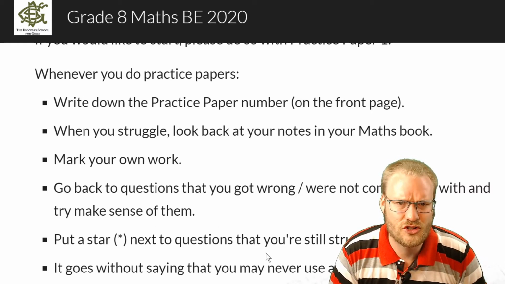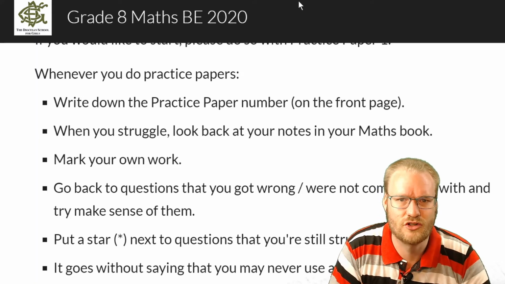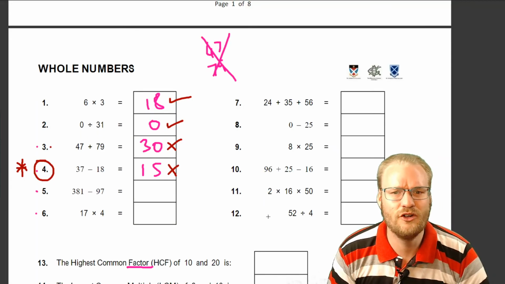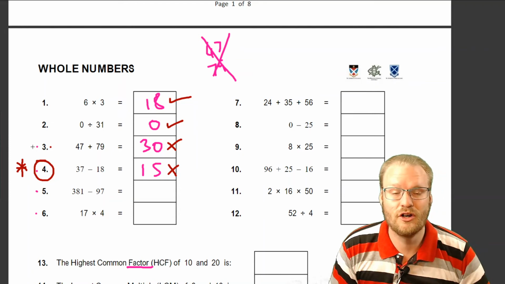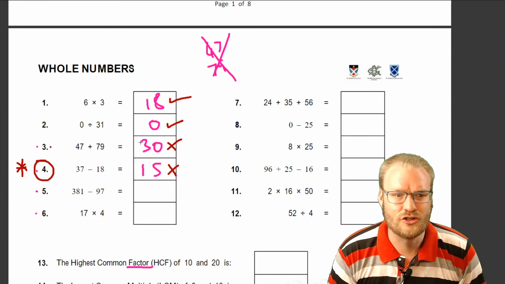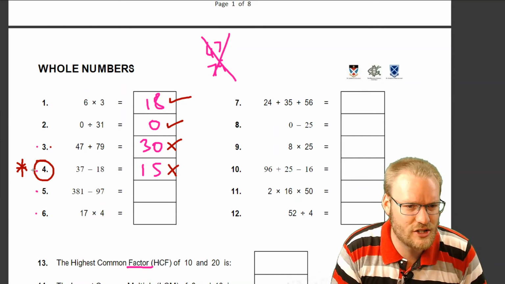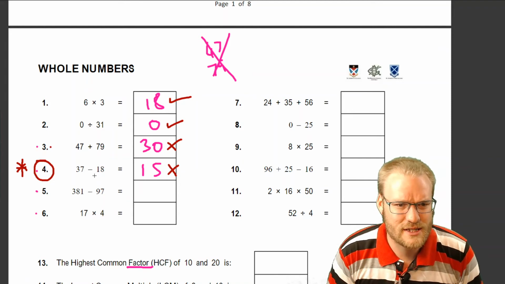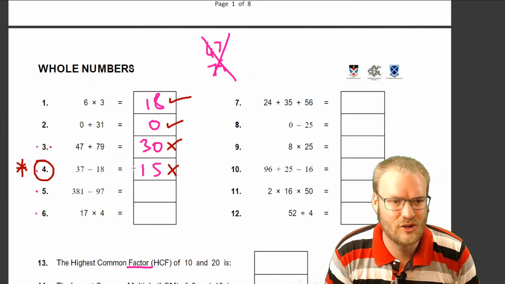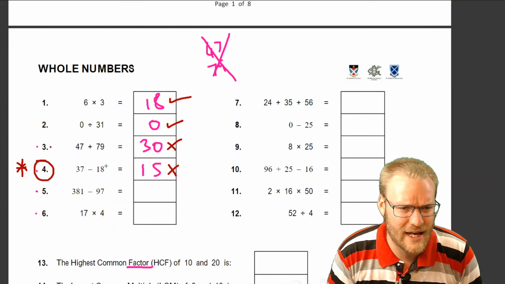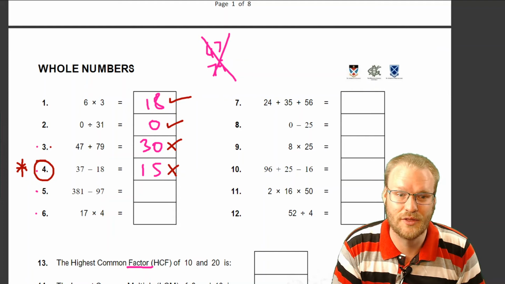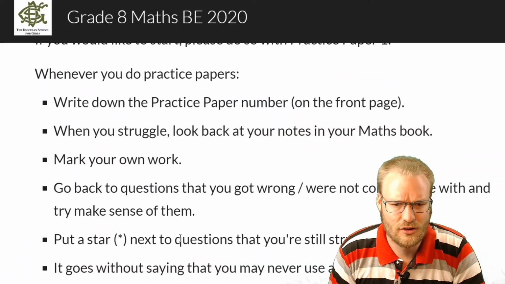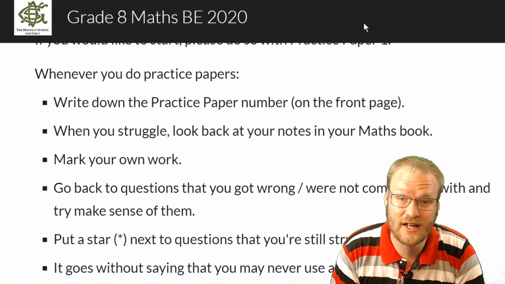Put a star or circle or something on the questions you're still struggling with, so that when you hand in your work, the ones that I see ticks on and the ones that I don't see any marks on, I'm not going to look and be too worried that you're struggling with them. But this one's going to jump out and I'm going to go, sure, I wonder what's happening. 15, I get a sense of what you were trying to do. I think you were adding these and subtracting these. Okay, let's see how I can help you with that. And last thing, it goes without saying, never, ever, ever use a calculator.